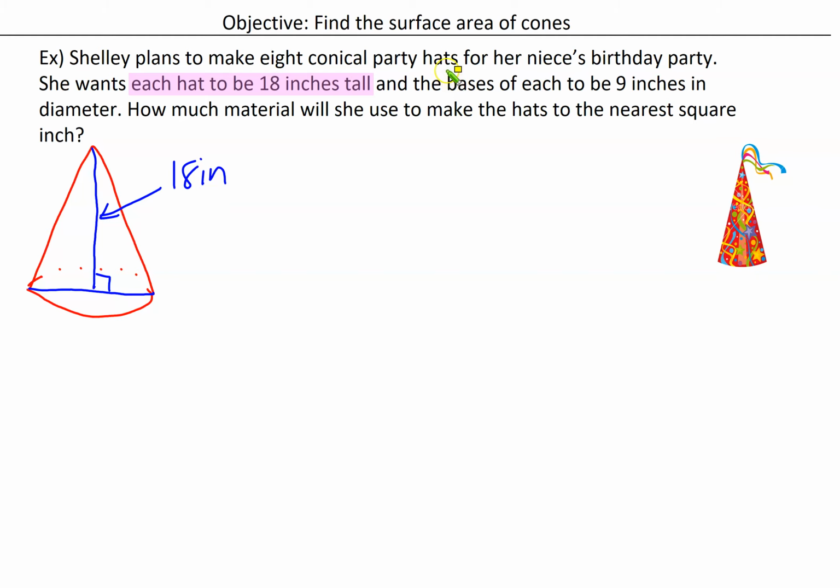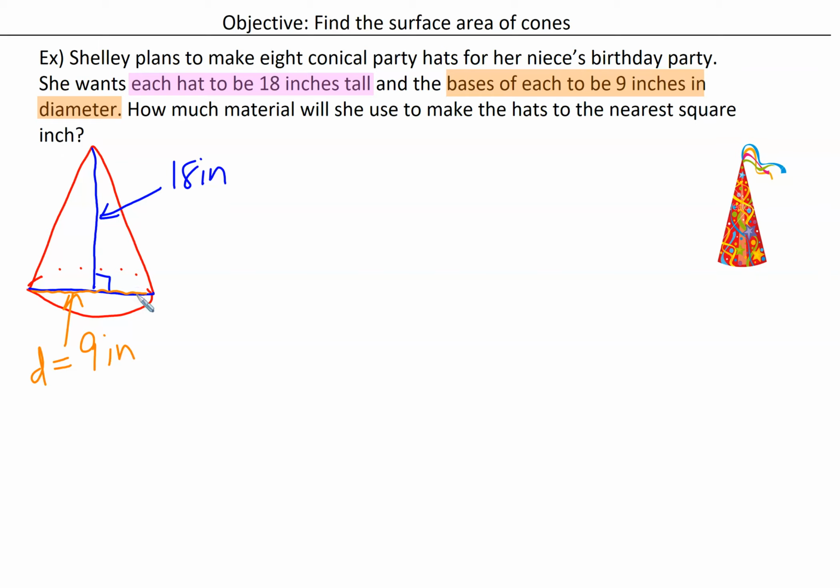It also says she wants to make the bases of each 9 inches in diameter, which means that we're talking about this entire length going across. That's our diameter d of 9 inches. All right, so we want to know how much material she will use to make the hats. Now, one of the things you have to realize from the context of this problem is that she's not going to use material to make the circles, because if we're going to put those hats on the top of people's heads, then we need it to be open so that it will actually sit on top of somebody's head.